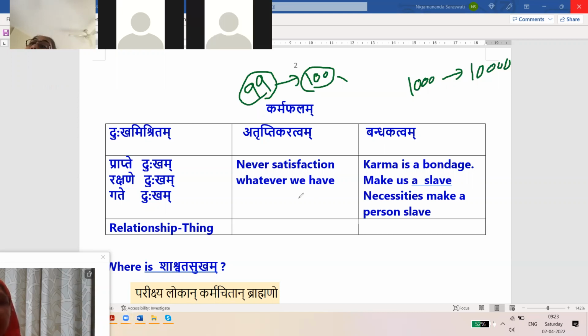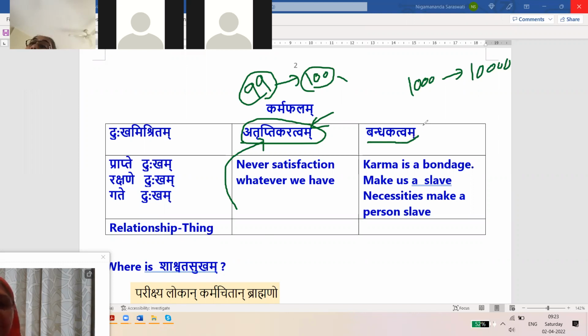In terms of relationship also, because we always need the person to do things in some way. We always think like that, and if it is not according to our demand, then atrupti karat. This relation may be between parents, between siblings, between spouses, or anyone. So always this relationship also is atrupti karatvam, and money also is atrupti karatvam.